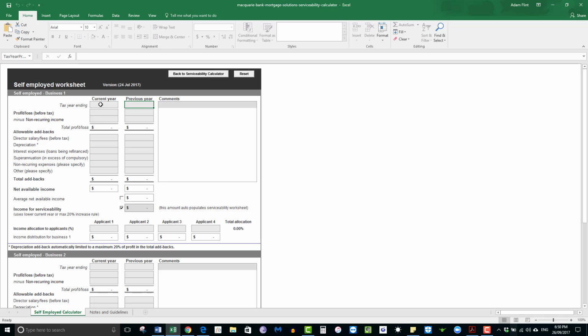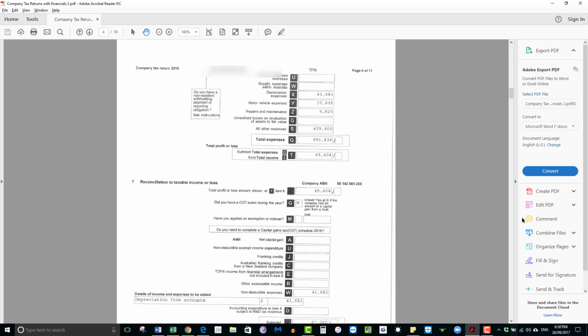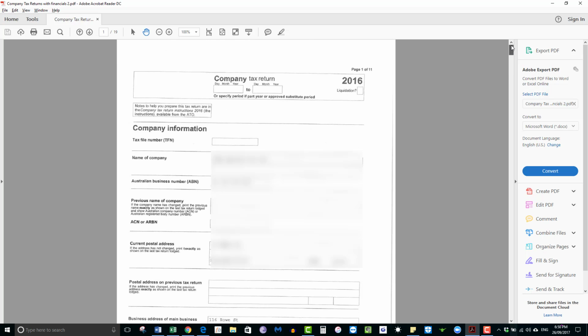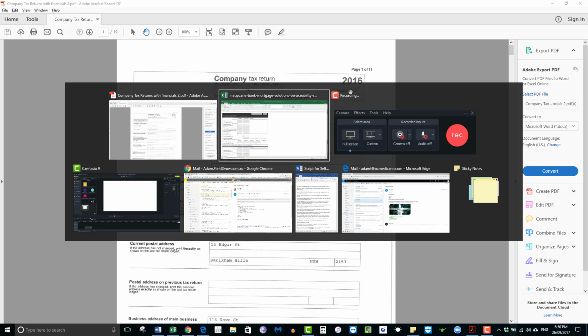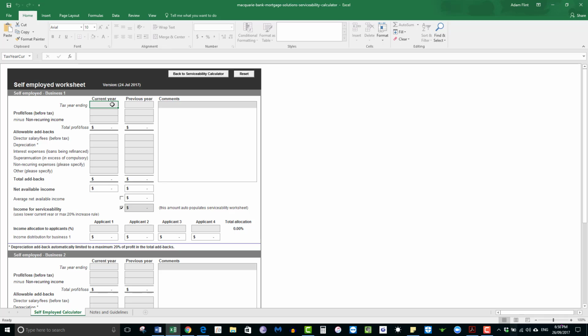Follow through the fields that require input. Tax year ending for the current year is the field we will start with. The current tax return is 2016, so we will input that into the calculator. This is based on the tax return that we're going to be using in this example. Ideally, you have the previous year too, which will be a replication with some figures that are different.